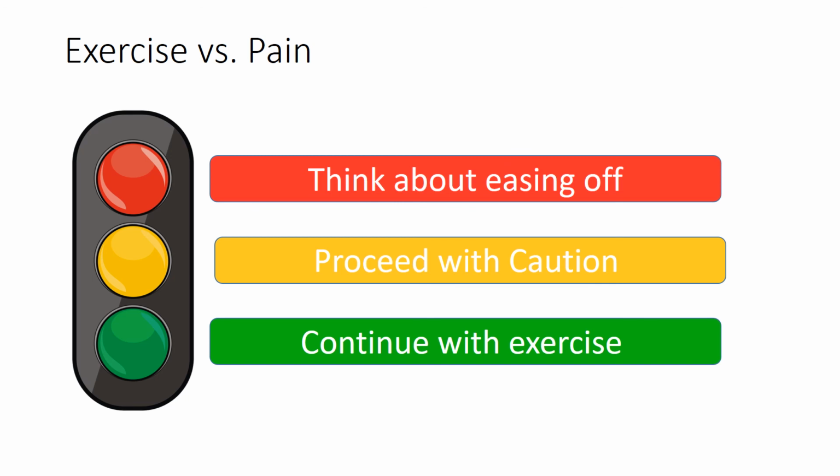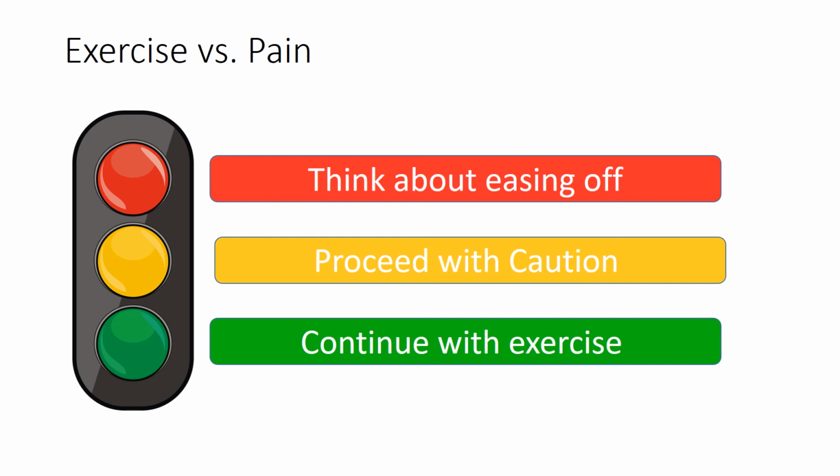A clear way of knowing how much is too much is using this traffic light system. Firstly, imagine your symptoms on a scale from 0 to 10, 0 being no pain at all, 10 being the worst pain imaginable. If your symptoms are between a 0 and a 4 while exercising, you are in the green zone. This is a safe zone to be in while completing your exercises. If this is the case, then carry on and progress as best you can.